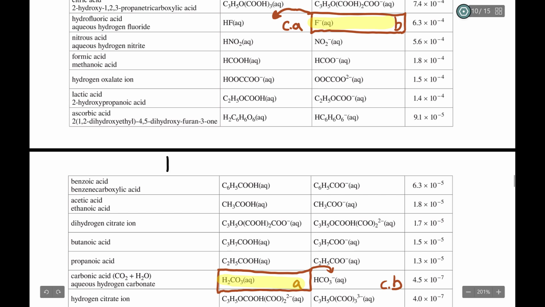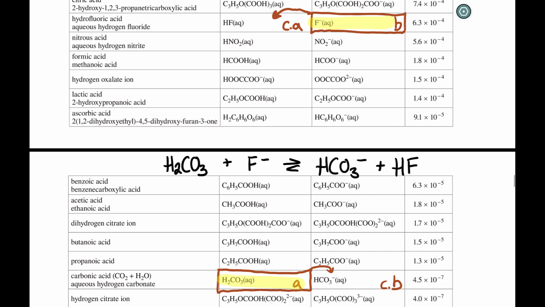So for instance, I know that I have H2CO3 plus F-. And if I was unsure what are my products, I would simply go to H2CO3 and go, okay, what is its conjugate? It's HCO3-. And then I could look at F-, and then I could go across and say, oh, look, there is HF. So that's how you can use this table in one way, and I'm going to show you one more way of using this table.